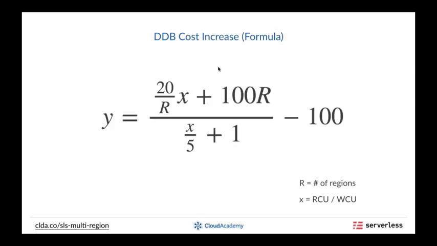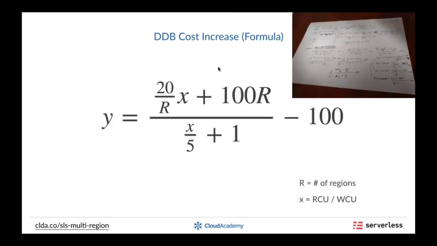If you don't believe me, I have proof. This is my piece of paper, this is how I derived the formula, if you want to know more. And the cool thing is that this holds for every region, because this only depends on the ratio between the cost of reads and the cost of writes. So even if that changes across regions, the ratio between reads and writes is always the same. So this formula is valid for every region, no matter the cost.